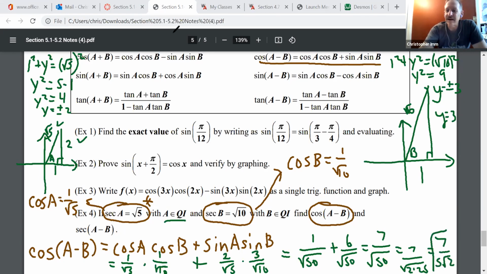That'd be my answer. Okay, so that's cosine of A minus B, but we wanted to find secant of A minus B. So could anybody tell me what secant of A minus B is? What about you, Sean? Can you finish her up?